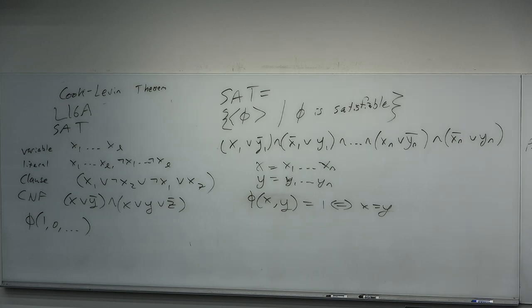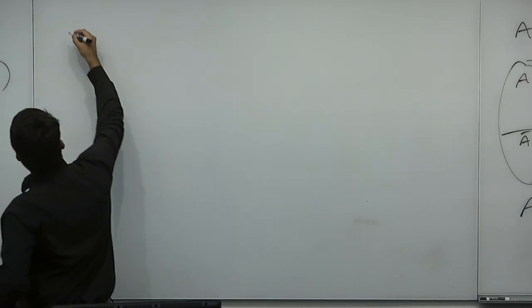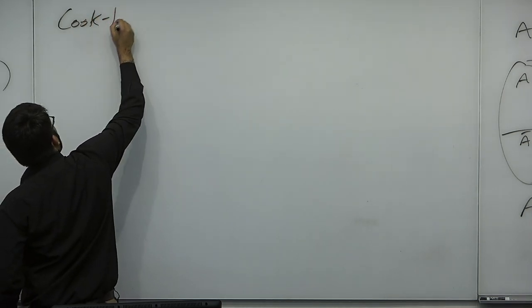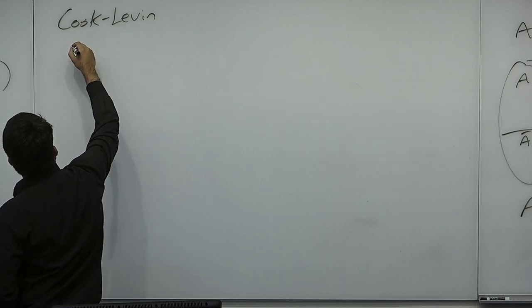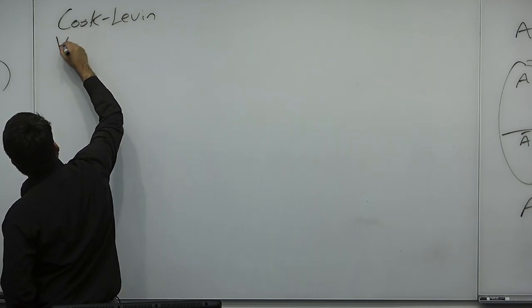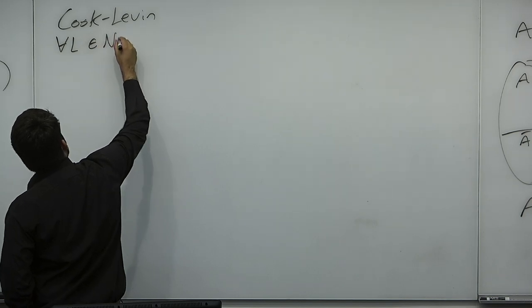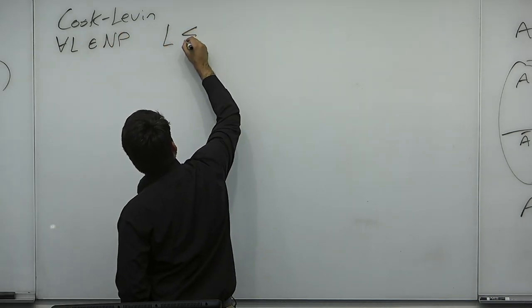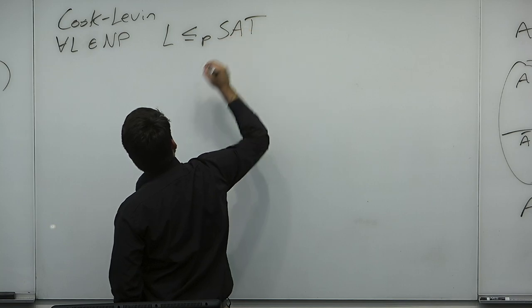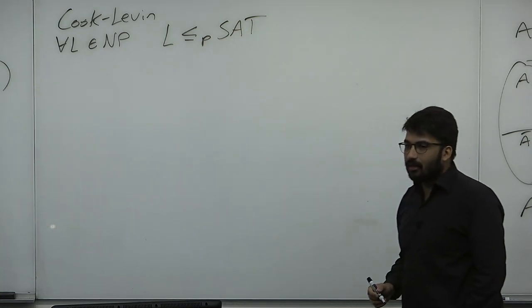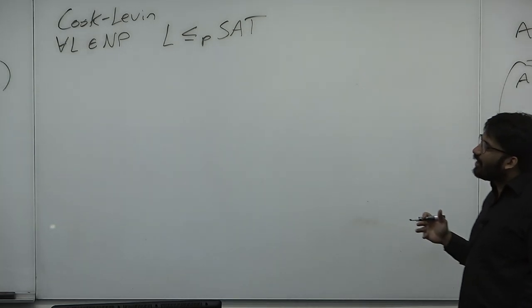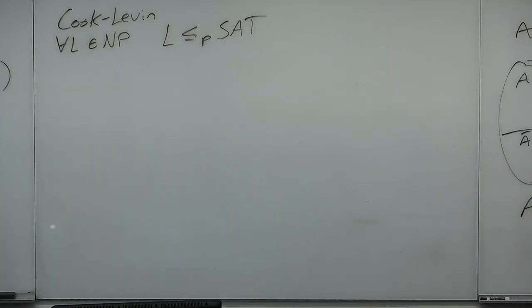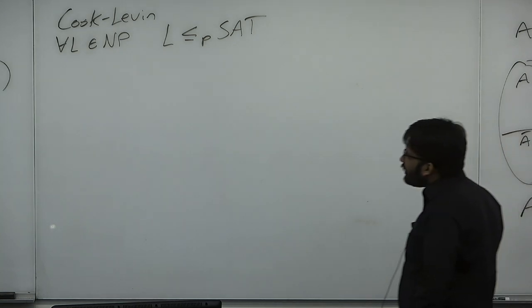Let's prove the Cook-Levin theorem, okay? Let me give you an outline of the proof before we get into the details. We want to prove that for all L in NP, there's a polynomial time reduction from L to SAT. That's what we want to show, right? We want to prove that all problems in NP can be reduced to SAT in polynomial time. But this is tricky because unlike doing a single reduction, we have to do it for every problem in NP. Right? Every single one. So we're already at a wall with this.